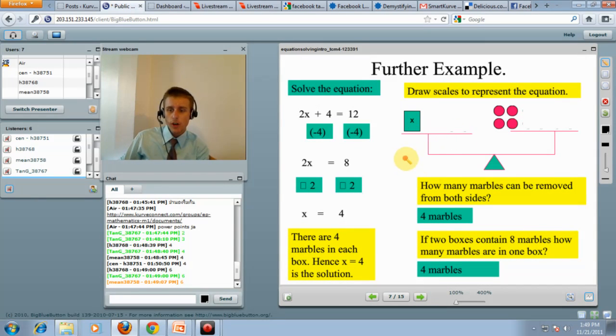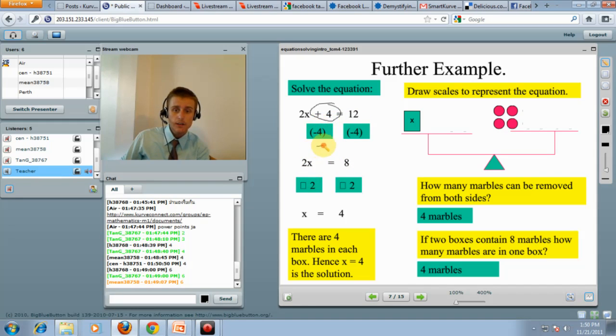Okay, solve this equation. 2x plus 4 equals 12. We're combining the two things we just did. First, how many marbles can be removed from both sides? 4. The first thing we do is remove the extra marbles. Here's the extra, plus 4. So we want to subtract 4 from each side. That gives us the equation 2x equals 8.